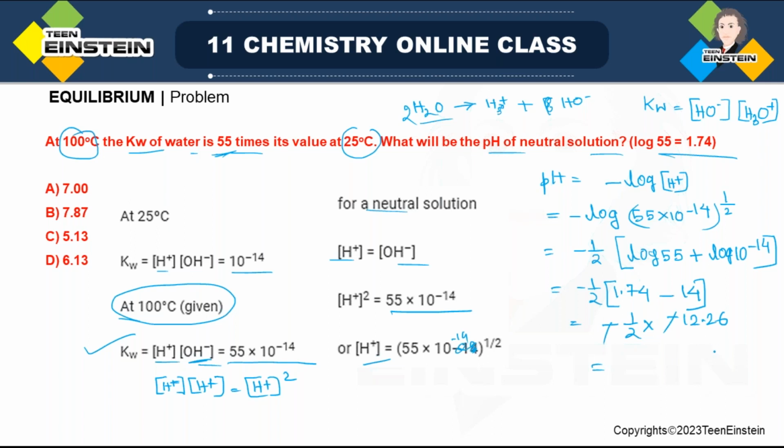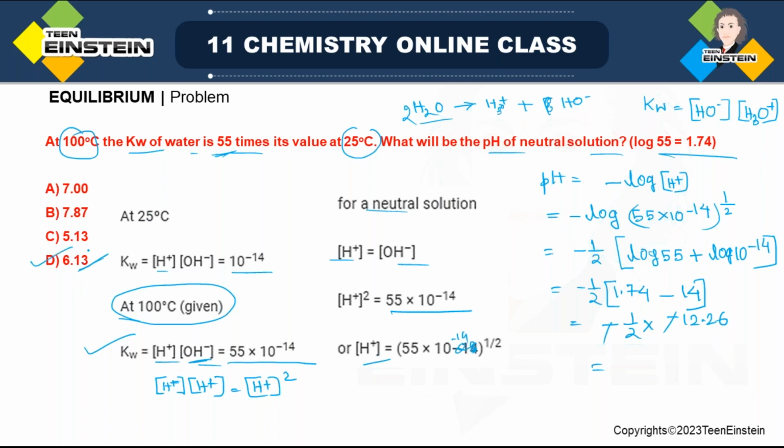12.26 means, even if you do not do the full calculation, it is something 6 point something, because 12 by 2 is 6. So 12.26 by 2 is 6 point something. That is enough to choose the correct option, which is the last option, option D.